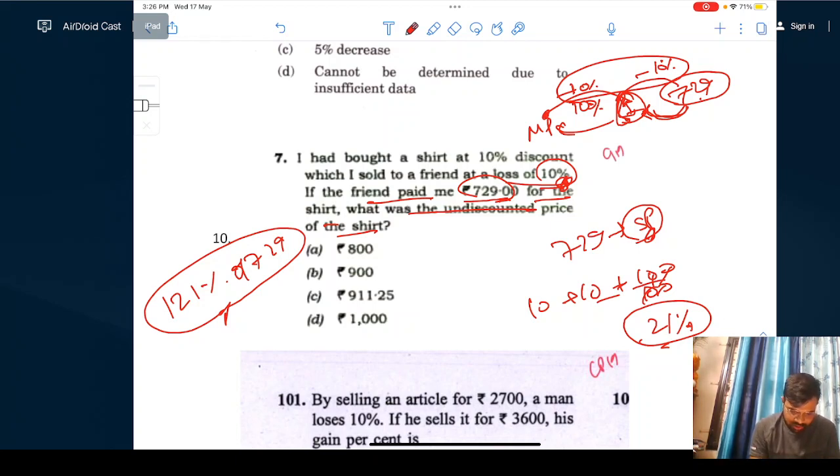Not like this: 10% discount, then lost 10%. Lost 10% means decreased value, so this should be more than this. This is 10% more than this.